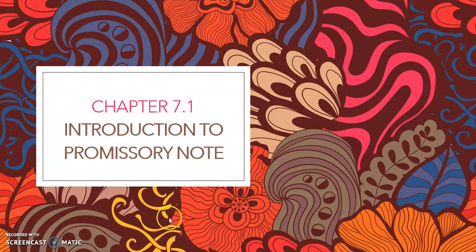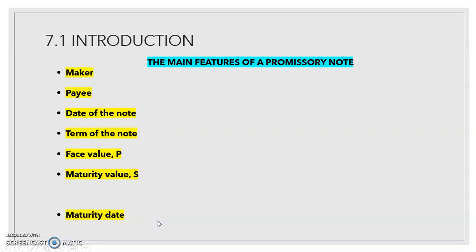Okay, so today we're going to talk about subtopic 7.1, which is Introduction to Promissory Note. Alright, so first of all, we're going to look at the main features of a promissory note. So you can see here, the promissory note comes from the word promise. So it's actually a note with a promise. Okay, so there are 7 items that you need to know in the features of a promissory note.